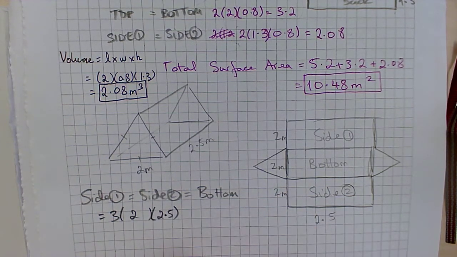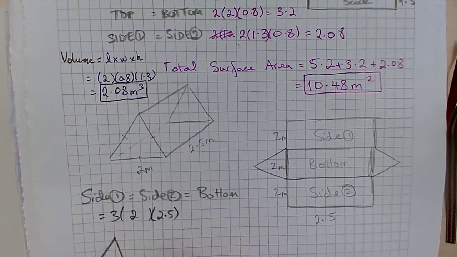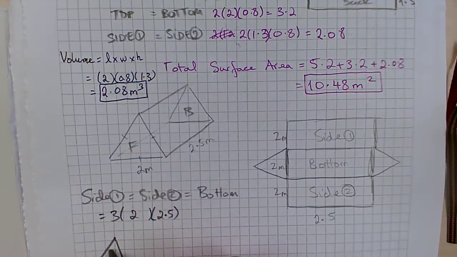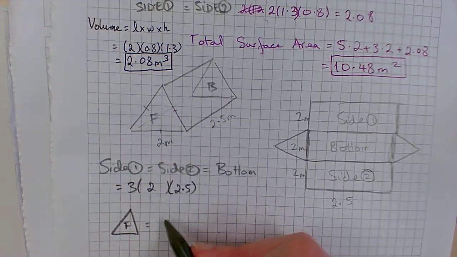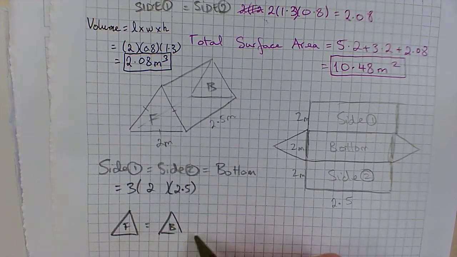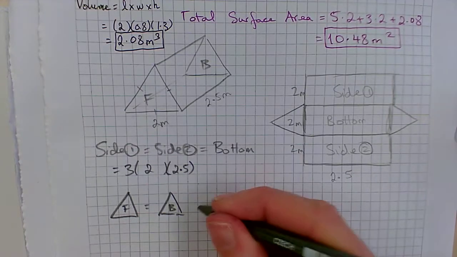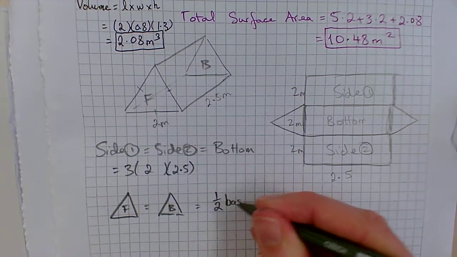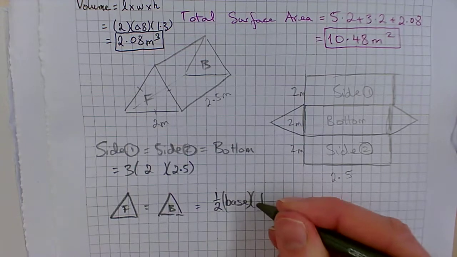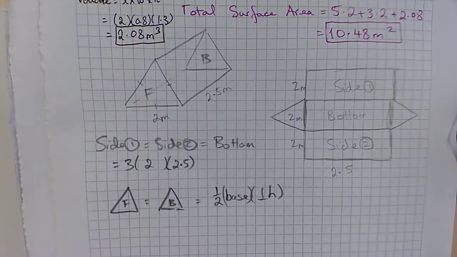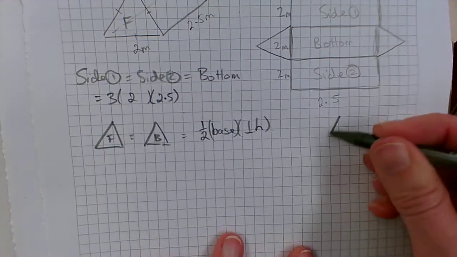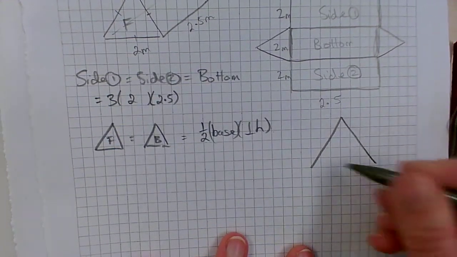But what about the triangular faces? So the front and the back are going to be equal, but how do we find out their area? Well, their area is going to be half the base multiplied by the perpendicular height. So we've got an extra little bit of work to do here. We need to sketch out one of those end face triangles.